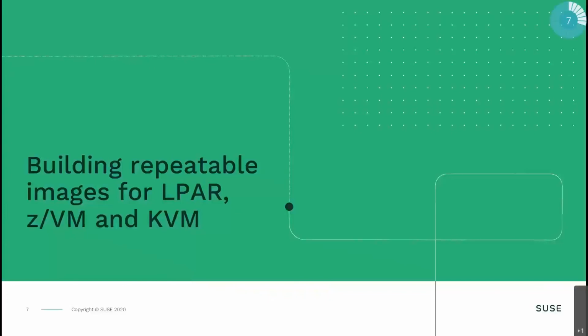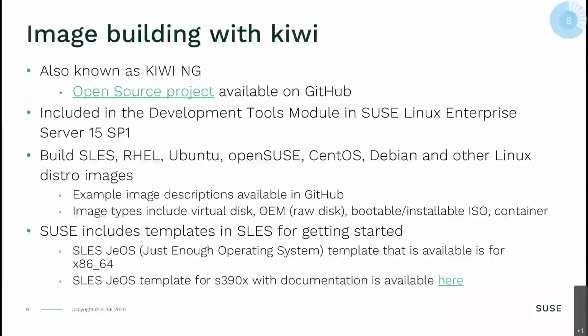All right, let's focus on the first use case, and that's building repeatable images for LPAR, z/VM, and KVM. There is an image building tool within SLES called Kiwi. Actually, it's an open source project available on GitHub, also known as Kiwi NG. NG stands for next generation, so you're probably thinking there must be an older version. If you are thinking that, you are thinking correctly.